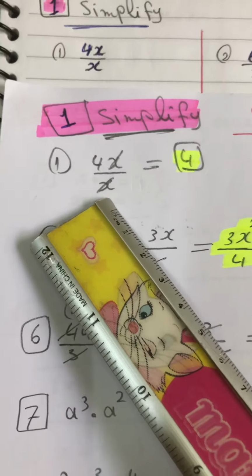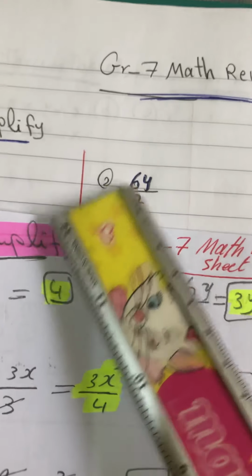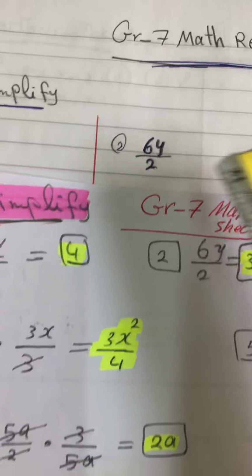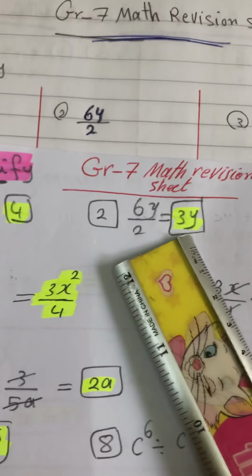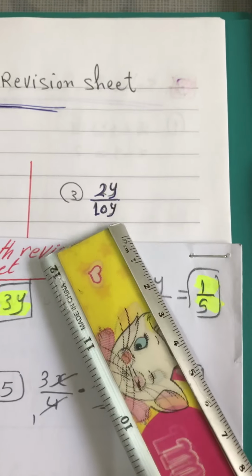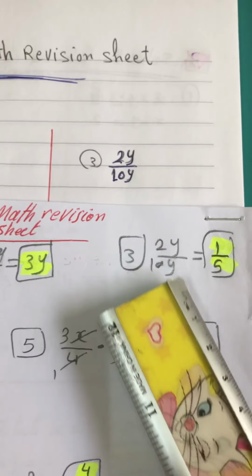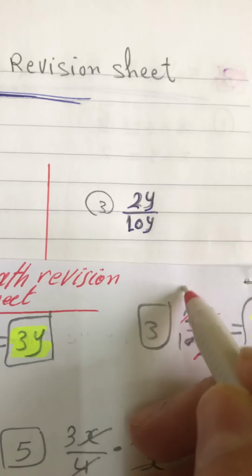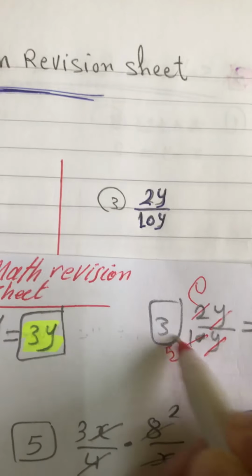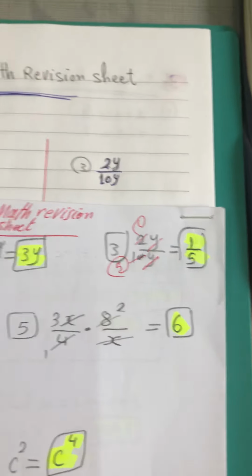Okay, question number 2, 6y over 2. y stays as it is, but I can divide up and down by the common factor, which is 2. When I divide by 2 up, it will be 3, and when I divide by 2 down, it will be 1. So the answer will be 3y. I think it's very easy. Question 3, 2y over 10y. I'll cancel y with y, and divided by 2 equals 1, divided by 2 equals 5. So the answer is 1 over 5.